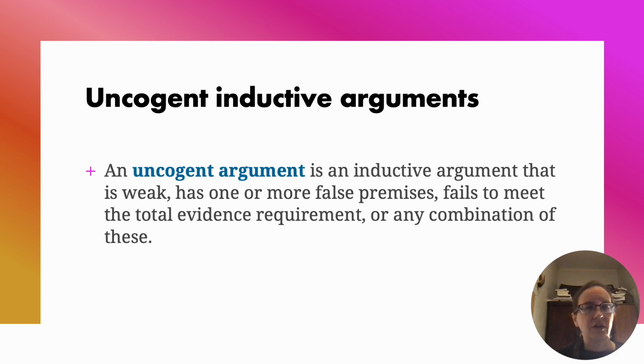An uncogent argument is an inductive argument that is weak, has one or more false premises, fails to meet the total evidence requirement, or any combination of these. So you can have any of these three problems with your argument and it doesn't count as cogent.